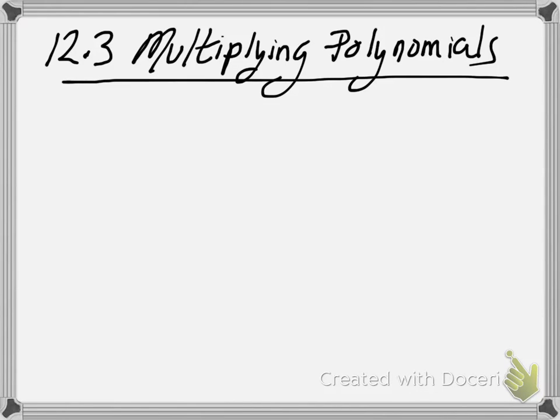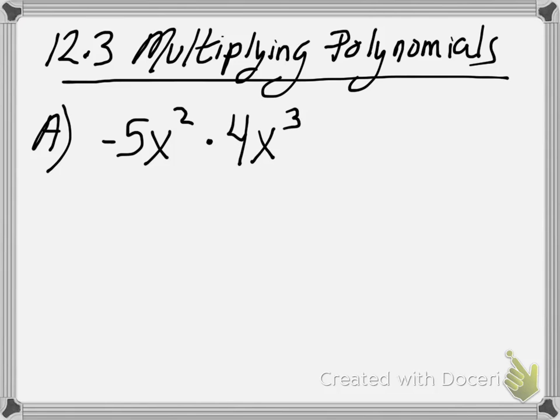12.3 is over multiplying polynomials, so multiplying monomials times monomials, binomials times monomials, binomials and binomials, and trinomials. So it's all about how you multiply these things. Let's start with just plain old monomials. If I have negative 5x squared and I multiply it by another monomial, 4x cubed, I can multiply unlike terms. That's okay. I can't add them, but I can multiply them. So it's okay to multiply these.